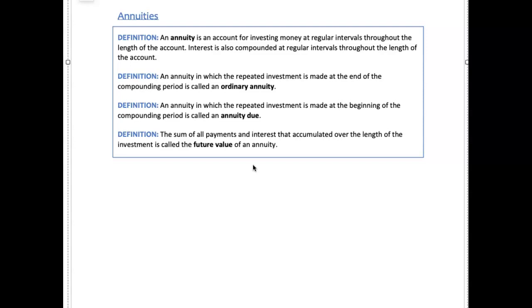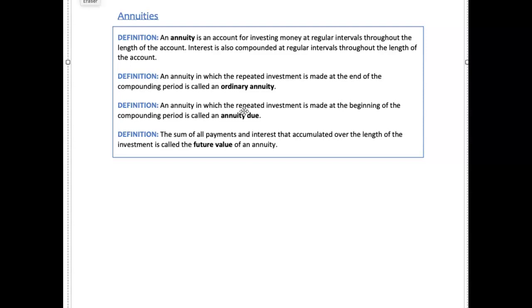So the way a traditional savings account works is an individual has a large lump sum of money to invest and then lets that money gain interest. This is not practical. Many people have a small amount of money every month or every few months to invest. And then an annuity is really the best type of investment for that.